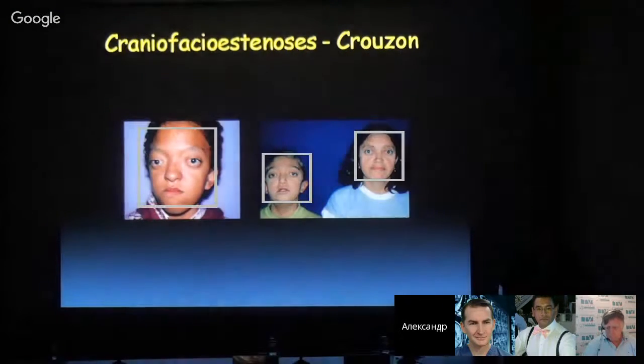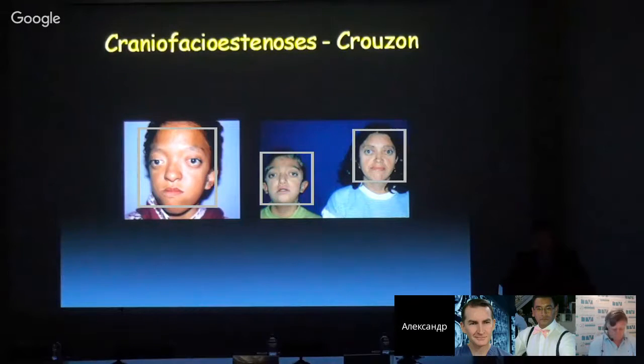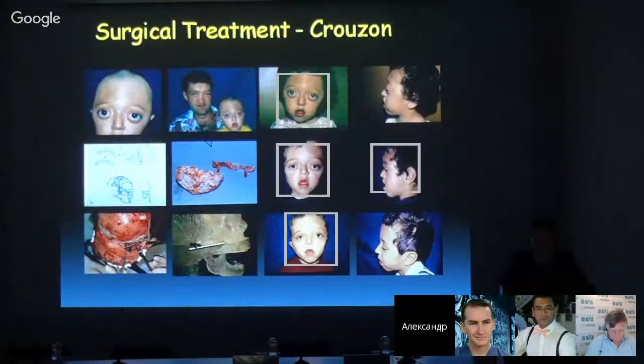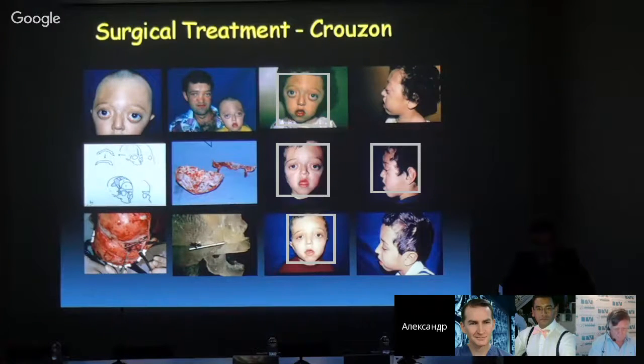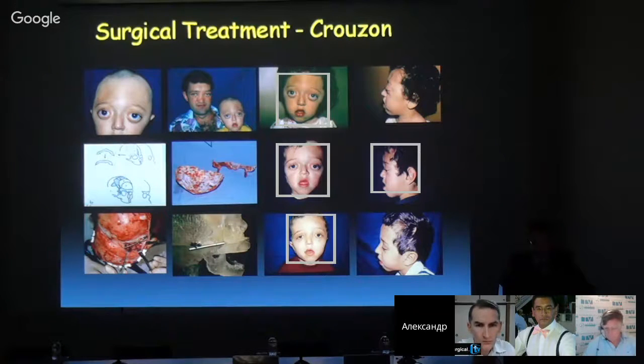You may have this in a family, where the mother has Crouzon's disease and the son has Crouzon's disease. This is another case of Crouzon disease, the father and the child. And you can see that you use distractors, screw distractors. Some neurosurgeons use coils. I don't have experience with coils to treat craniosynostosis, but the distraction with screws is very useful, and you advance slowly and avoid blindness in these patients.